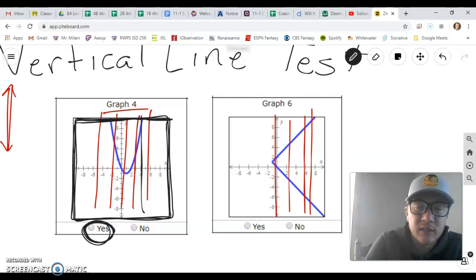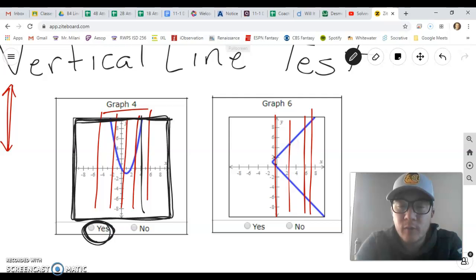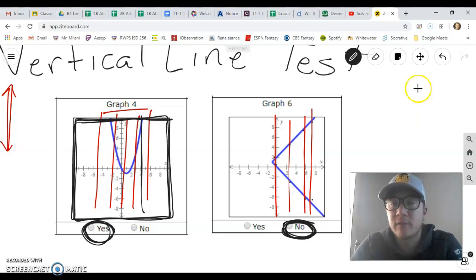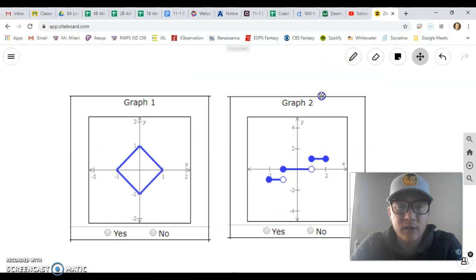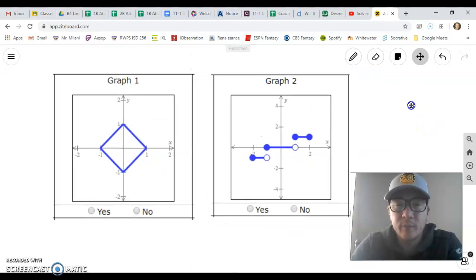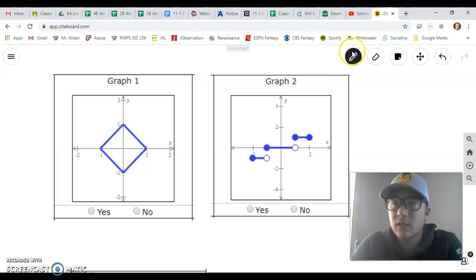So that's a yes. Number 6, there's all these spots where my graph is getting hit twice vertically. So that's a no. And it only has to happen once. If there's even just one spot on your graph that doesn't pass this test, it's not a function. Okay, a couple more, then we are done here. So we can kind of pick it up here through these next couple problems.